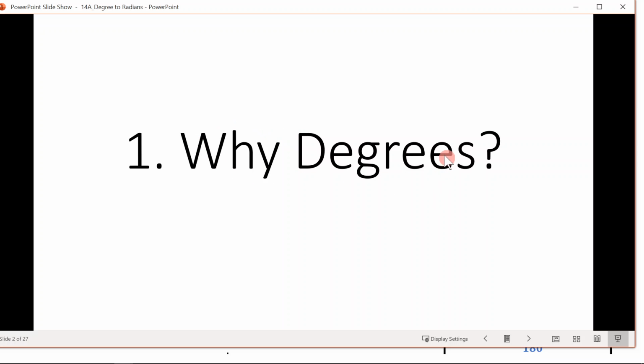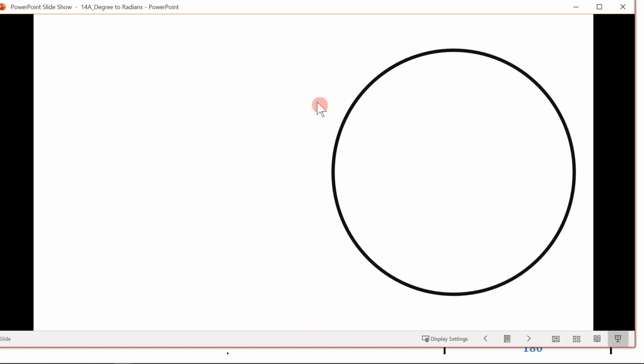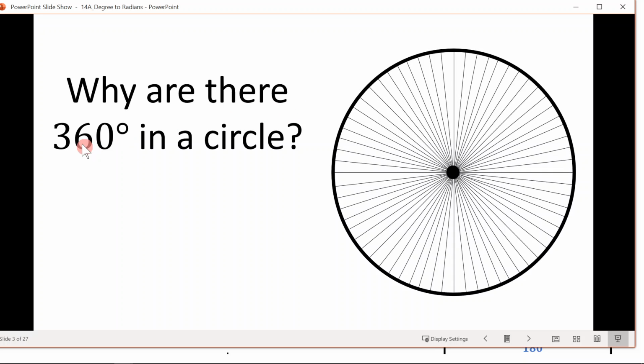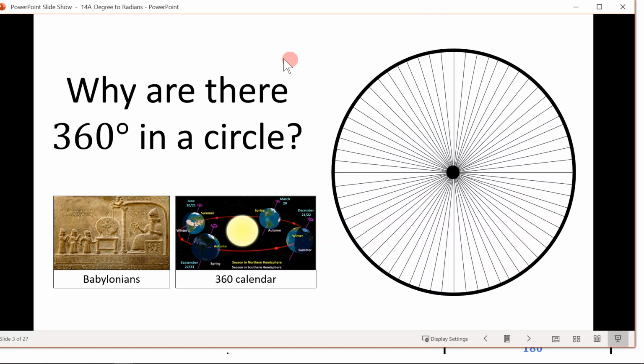Okay, so the first question we're going to ask ourselves is why degrees? Why do we use degrees? And more specifically, what we could ask ourselves is why are there 360 degrees in a circle? Why is this true? There are certain responses to this. Some people might say, well, it's the Babylonians. They really like the number 60, so they kind of used that when they were thinking about it.